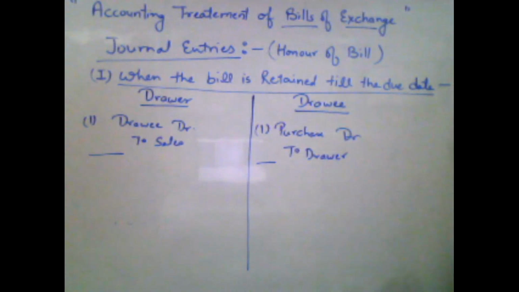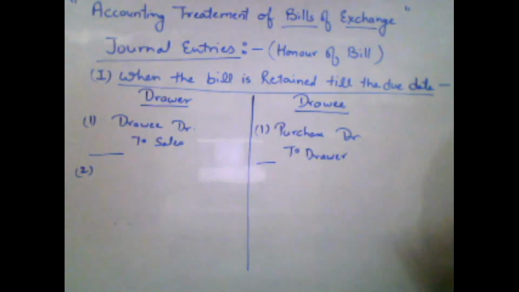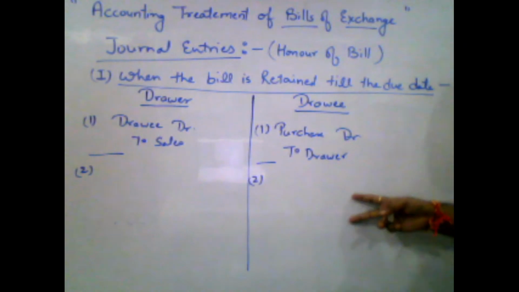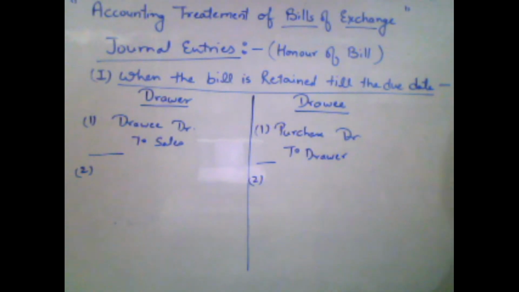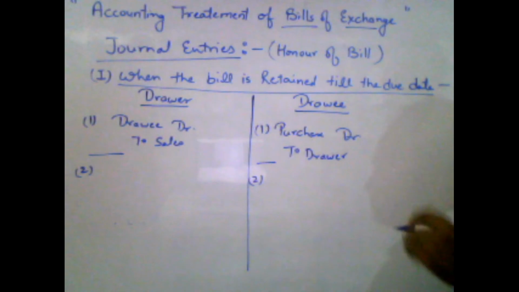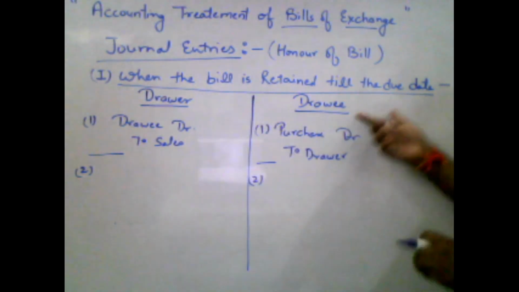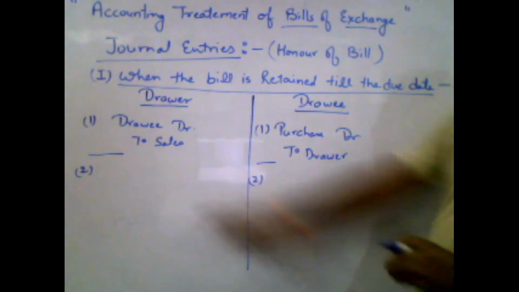Okay, number second entry. Second entry is related to the acceptance of the bill given by the drawee. So you know very well bills of exchange बनाएगा drawer, उसको accept कौन करेगा? drawee. So acceptance कौन give करेगा? drawee. और acceptance receive कौन करेगा?